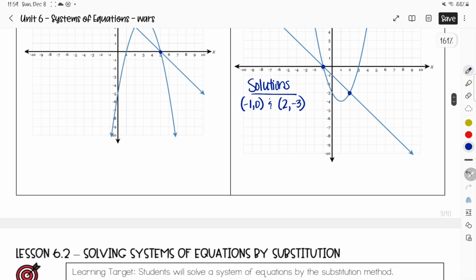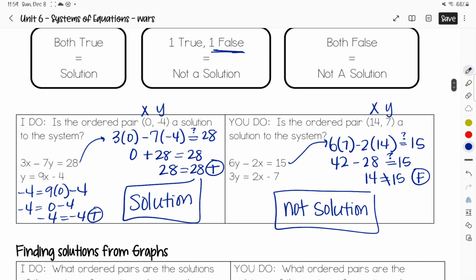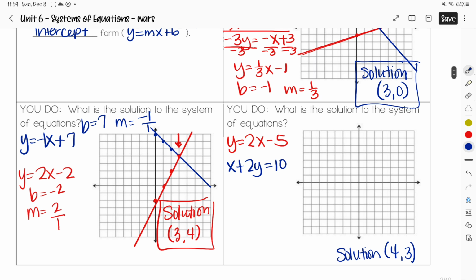That's it, guys. That's all for lesson 6.1. It's a pretty easy lesson. This is probably the hardest part right here, substituting these in and seeing if the left side equals the right side. But as long as you can tell which one is x and which one is y, you should be pretty good there. And then just make sure you're still putting those into slope intercept form, and you should be good there as well.